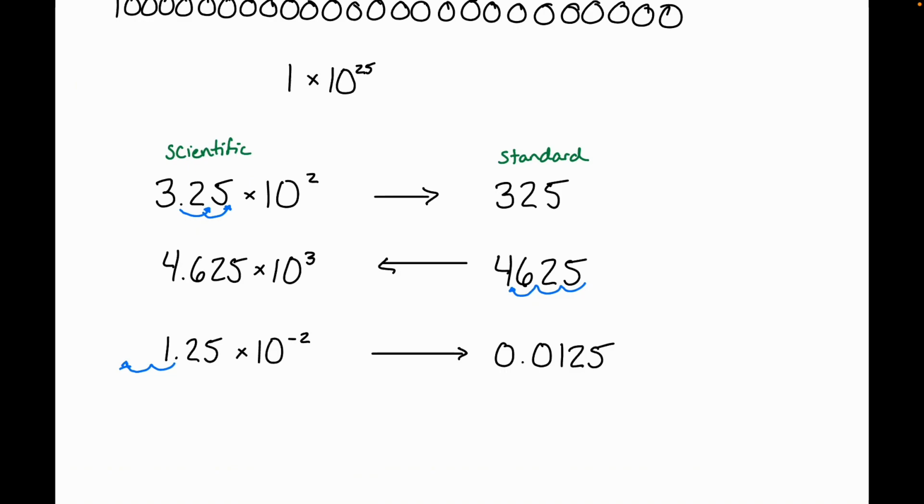So we represent big numbers with positive exponents and little numbers with negative exponents.